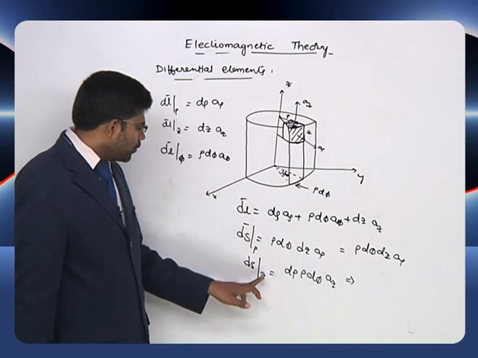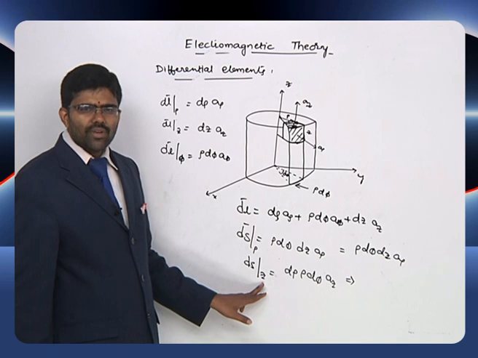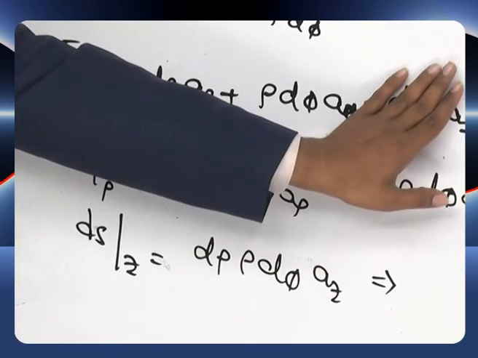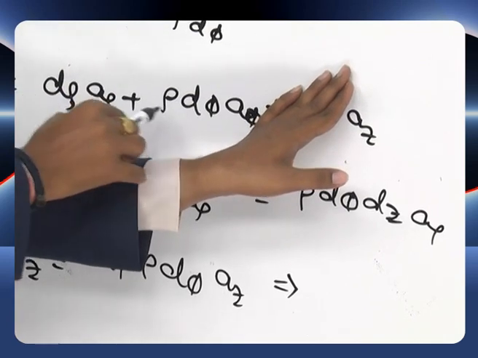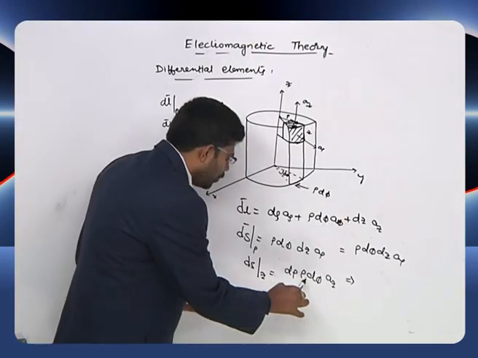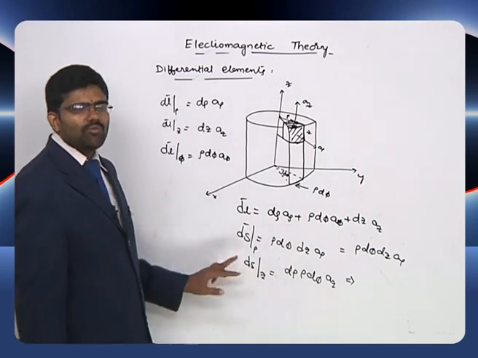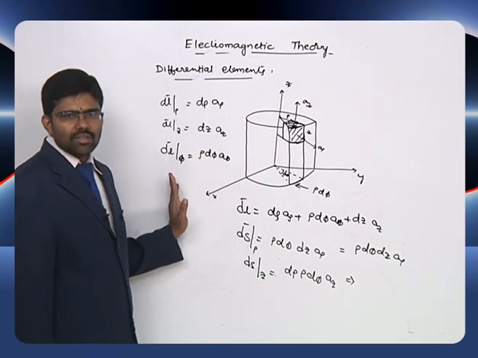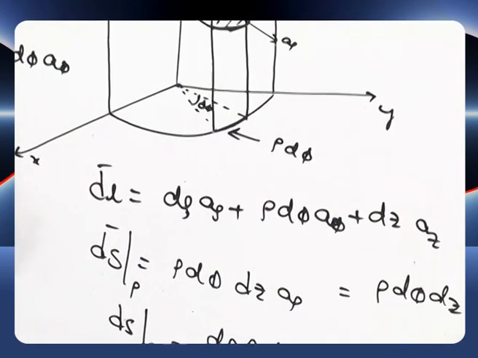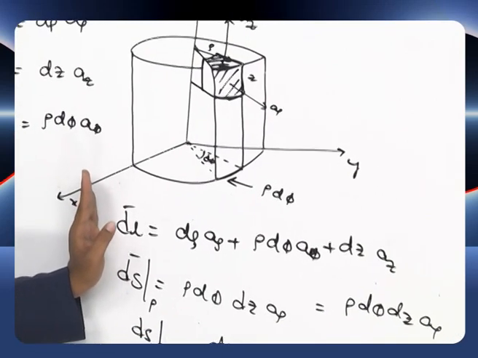Now try to write the same using our shortcut. In which direction do we want the differential surface? Z direction. So close this z. If you close this z, the remaining two terms are rho d rho d phi, and the direction is z. In the same way you can write the differential surface equation for any direction in the spherical or cylindrical coordinate system. So clearly, you need to remember this differential length equation.